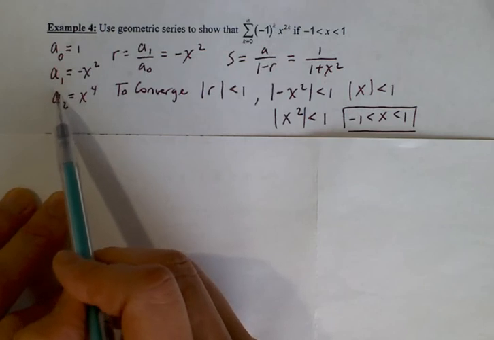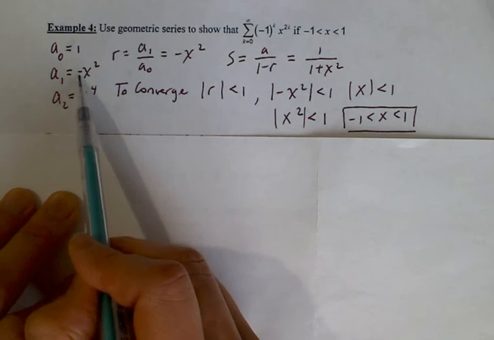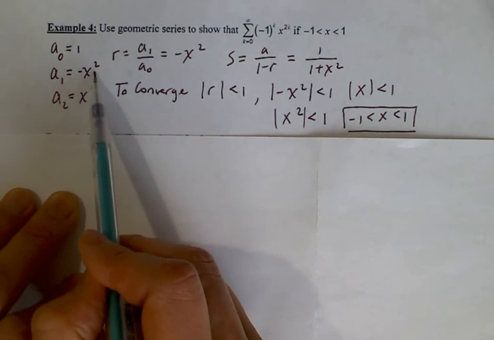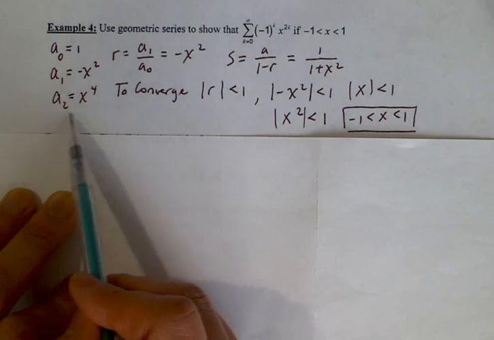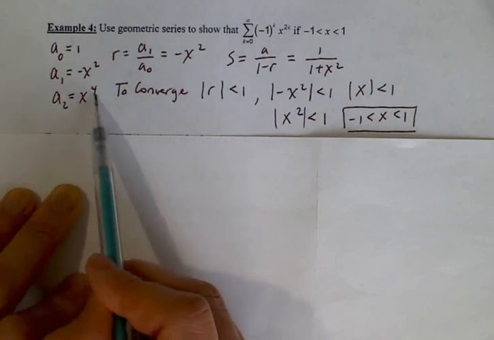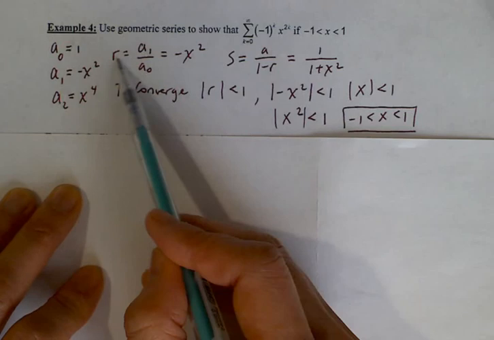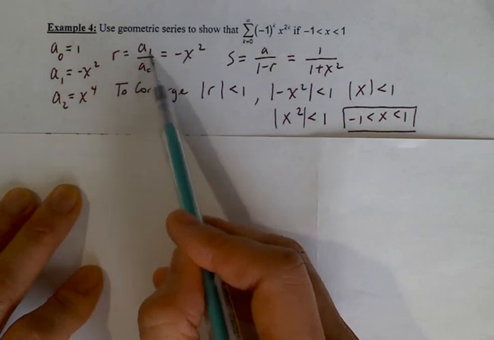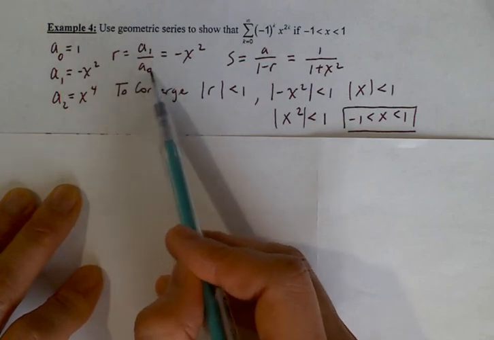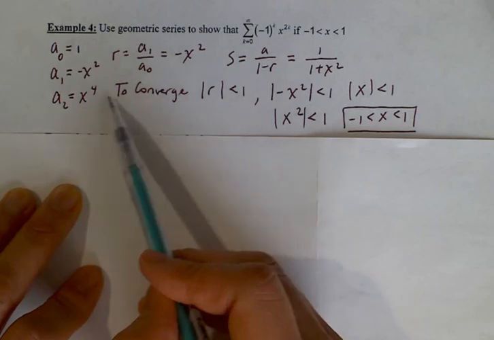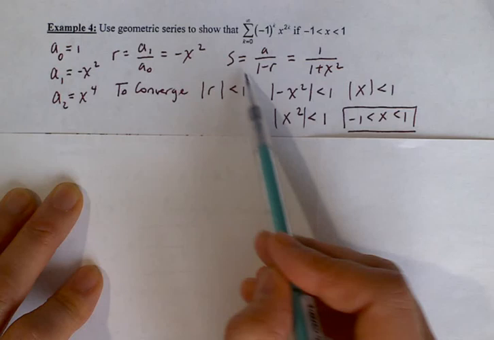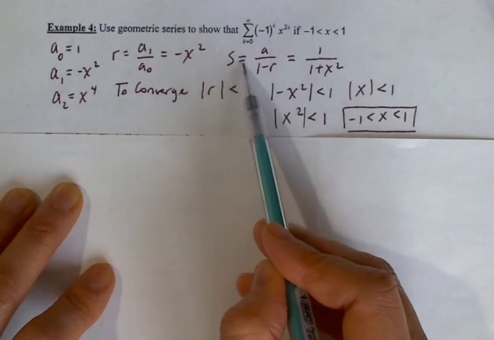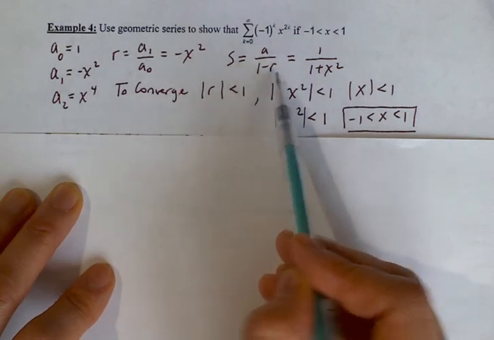My first term, a sub 0, is equal to 1. Then my second term, notice it has the x in it, so I need to keep that. So a sub 1 is equal to negative x squared. I'm just putting in 1 for all of my k's. Then a sub 2 is equal to x to the fourth power. So my common ratio here is a sub 1 divided by a sub 0, and you'll get the same thing if you do a sub 2 divided by a sub 1.